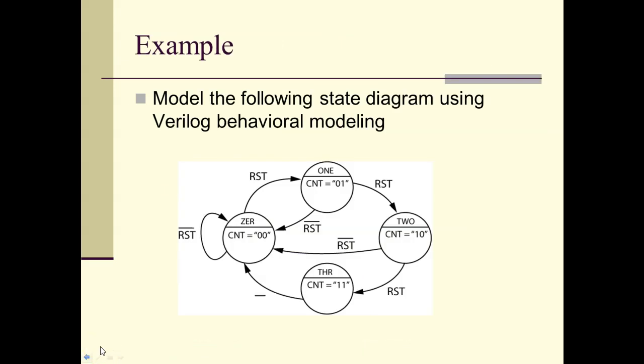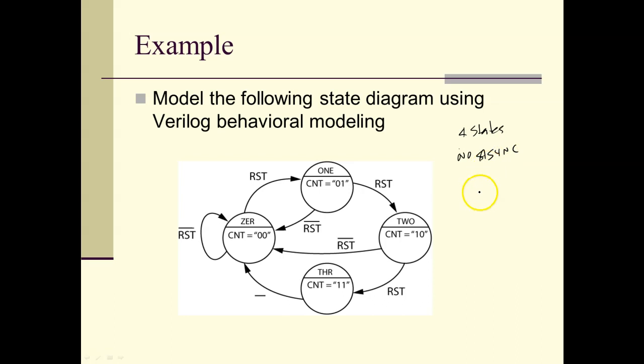So this is our example problem. What we want to do is model this state diagram using Verilog behavioral modeling. The first step is just to look at this and understand what's going on, and get an idea of the circuit's inputs and outputs and what's synchronous and asynchronous. When we look at this, it does have four states. That's pretty obvious. There are no asynchronous inputs, so that's okay.